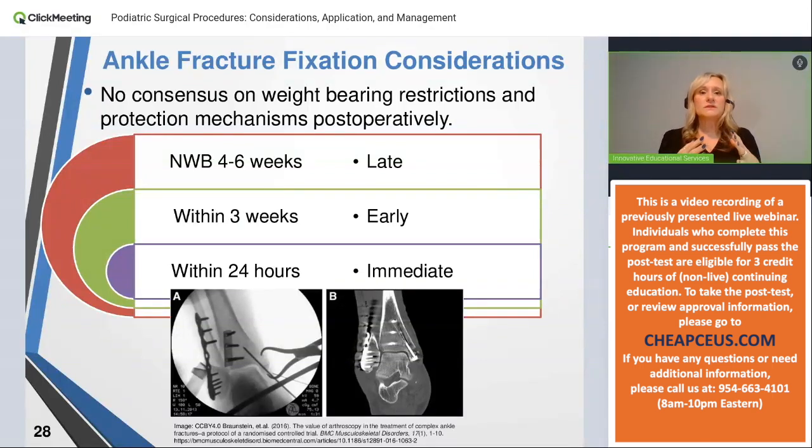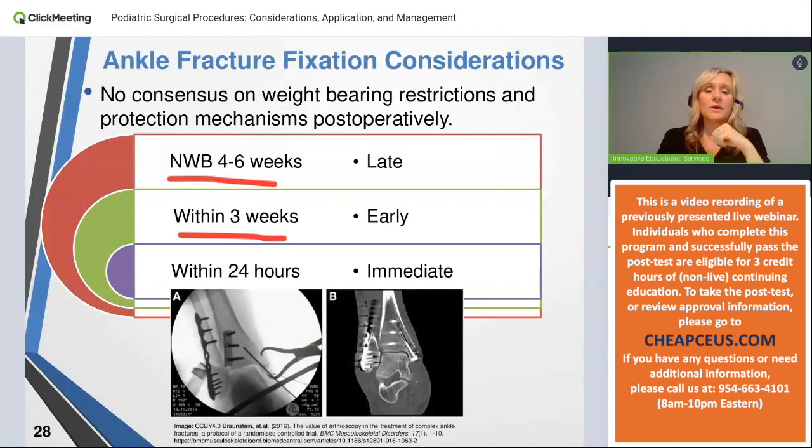What we have now are several different philosophies on, well, how soon should we get a patient weight bearing? The terminology that seems to be most utilized, and we're talking foot and ankle right now, we're looking at late weight bearing would be their patient is remaining non-weight bearing for about 4 to 6 weeks. I come from the days where everyone had a long leg plaster cast and we were in the hospital a week. But we are not doing that anymore. We are getting our patients up earlier.